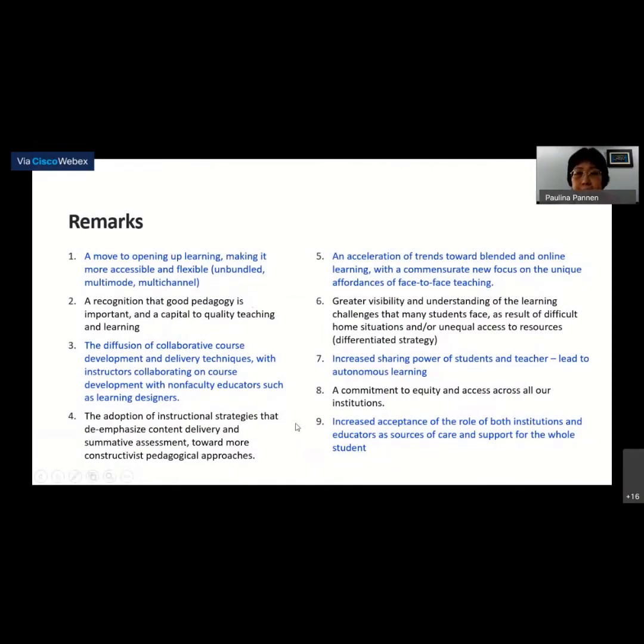This technology base, especially pushed forward by the COVID-19 pandemic, is actually opening up learning. It has become unbundled, multi-mode, multi-channel. So there is no more stigmatization of school as the only source. No, it is accessible. It is more flexible to anyone. And then also we notice that only good pedagogy will work. The teacher will have to use good pedagogy in making sure that the learning is taking place wherever the student is.